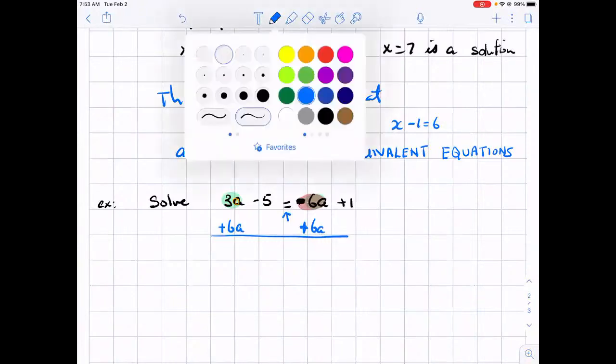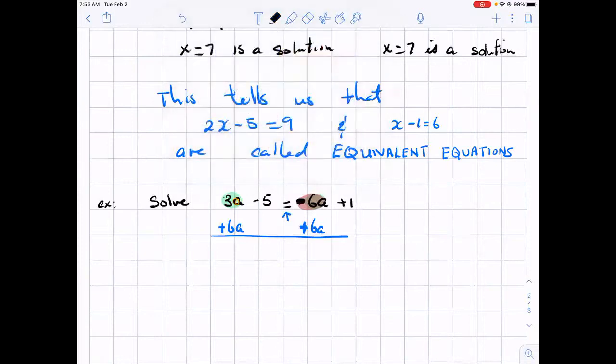So what do I have left? Well, 3a plus 6a becomes 9a. I bring down the minus 5, equal to minus 6 and plus 6 becomes 0 when you add them. We generally say in math that they cancel out. But if you add them, it becomes 0. And that's equal to 1.